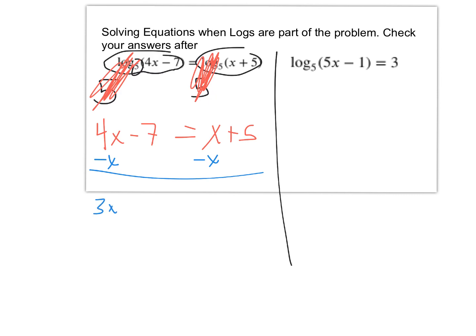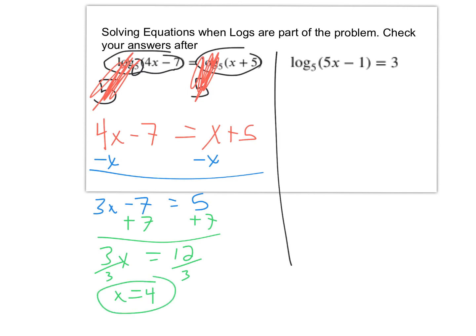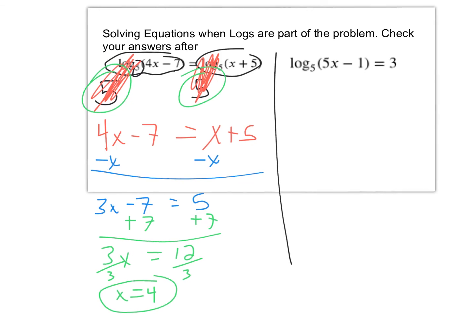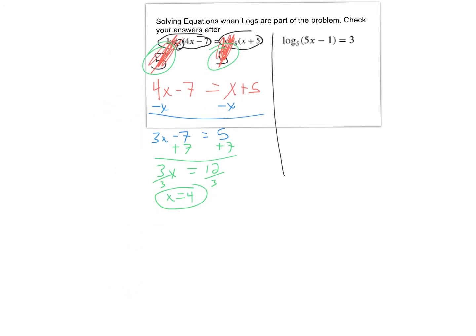So 3x minus 7 is going to equal 5. Going to add the 7s. So 3x is equal to 12. And divide by 3. So x is equal to 4. Now, like it says, when we get to advanced stuff like this, where we're taking these and raising to a new power base and all that other stuff, you should check your answers.